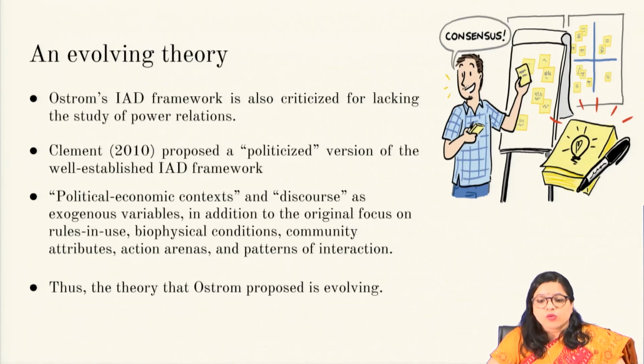Thus, the theory that Ostrom proposed, we can see, is evolving day by day, where different scholars are adding on to her design principles. And as we all know, one theory cannot be complete in itself, and we need to evolve the theory if we want to implement it in the present context. Similarly, even if Ostrom was criticized for her design principles or the IAD framework, if we see, Clement has brought in additional dimensions of including power into it, which is making it more comprehensive than the way it was.